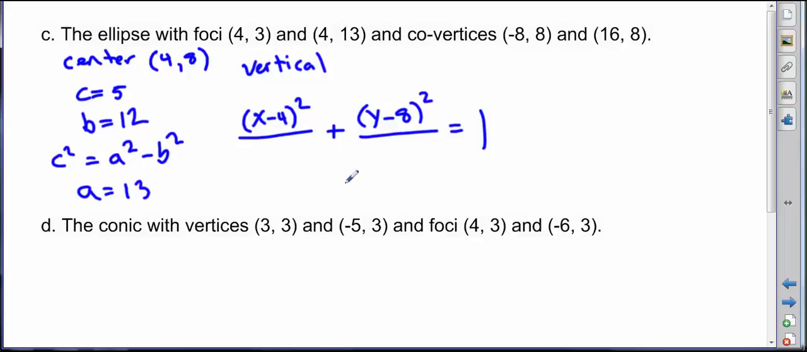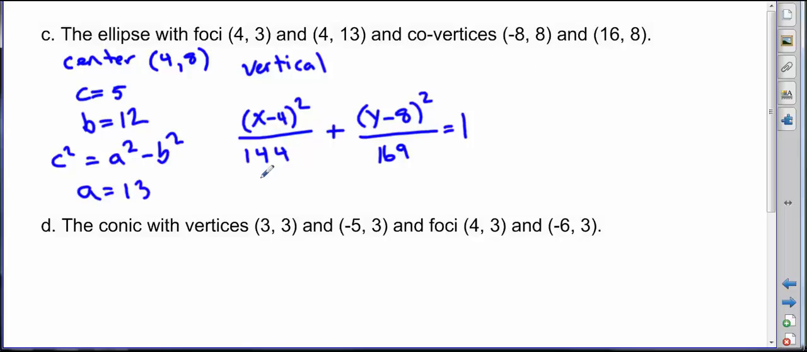And we always know that the a value goes with the vertical. If it's vertical, the a value is going to go with the y term, is what I mean to say. So this would be a squared, or in this case 169, and over here this is the b term squared, so 144. There's your rectangular form of the conic. Now let's do some conversion.